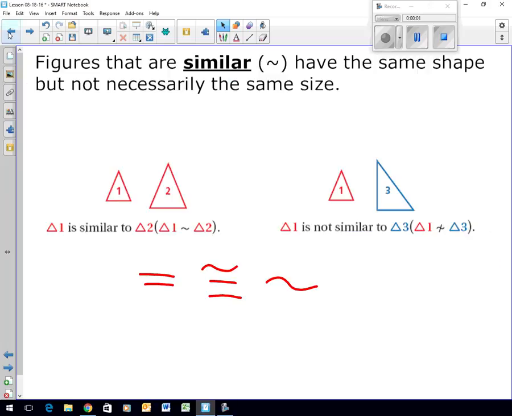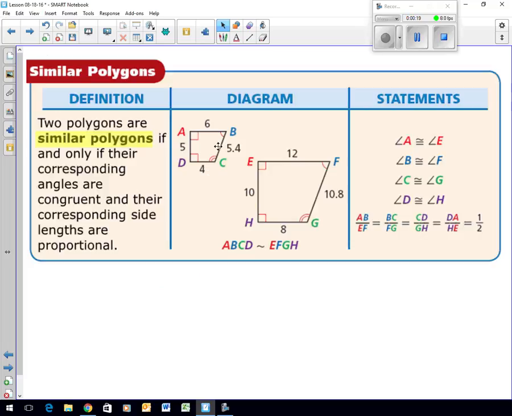So we just talked about figures that are similar, that have the same shape, not necessarily the same size. Okay. We said the difference between equals, congruent, and similar, right? Notice that when we get to similar polygons, the angles have to be congruent. Sides do not have to be congruent. They just have to be proportional.